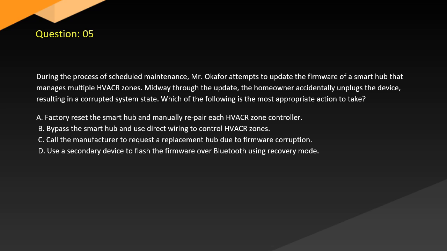A. Factory reset the smart hub and manually repair each HVACR zone controller. B. Bypass the smart hub and use direct wiring to control HVACR zones. C. Call the manufacturer to request a replacement hub due to firmware corruption. D. Use a secondary device to flash the firmware over Bluetooth using recovery mode.